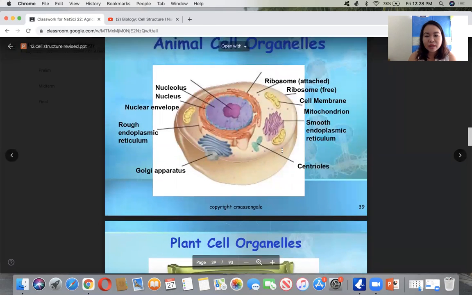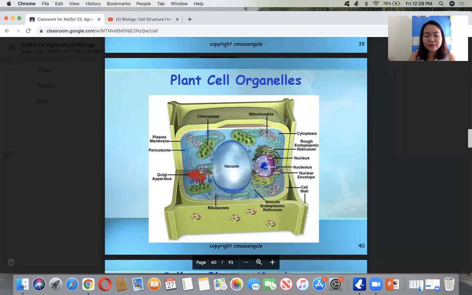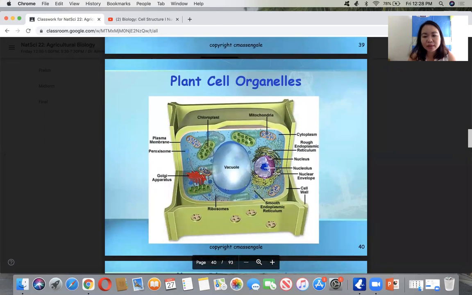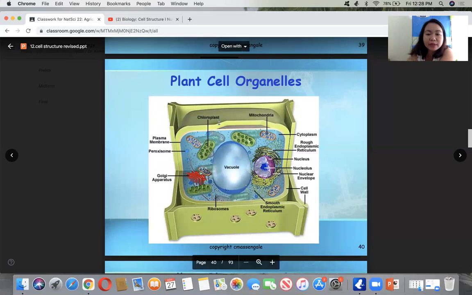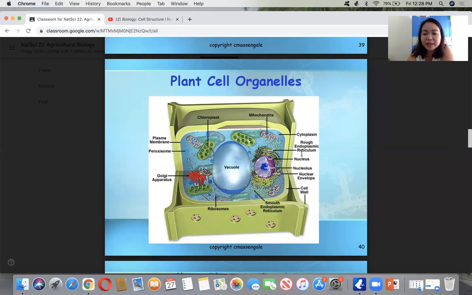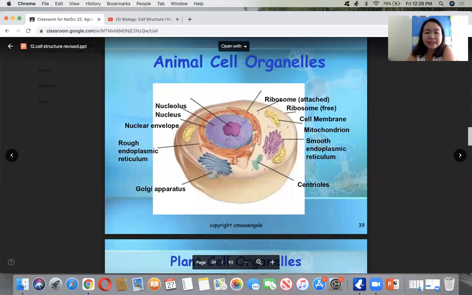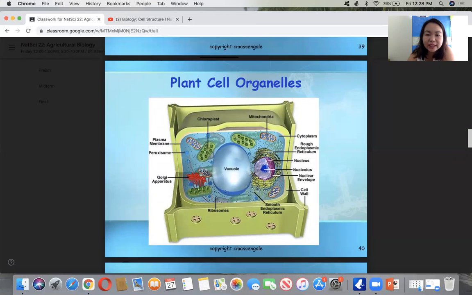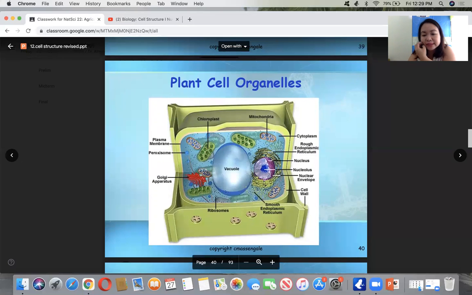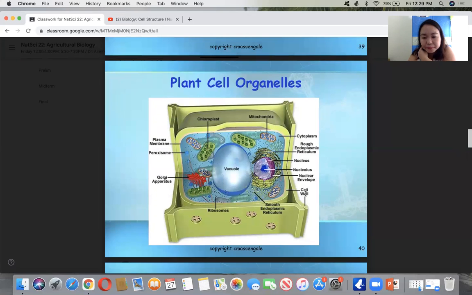Also, centrioles are only found in animals and not so much in plants. So plants have the plasma membrane, but they have the peroxisome and the Golgi apparatus as well. They have the chloroplast, which is not found in animal cells, mitochondria, cytoplasm, the rough ER, nucleus, and nuclear envelope, and the cell walls, which are also absent in animal cells. So once again, animal cells don't have the chloroplast and the cell wall.